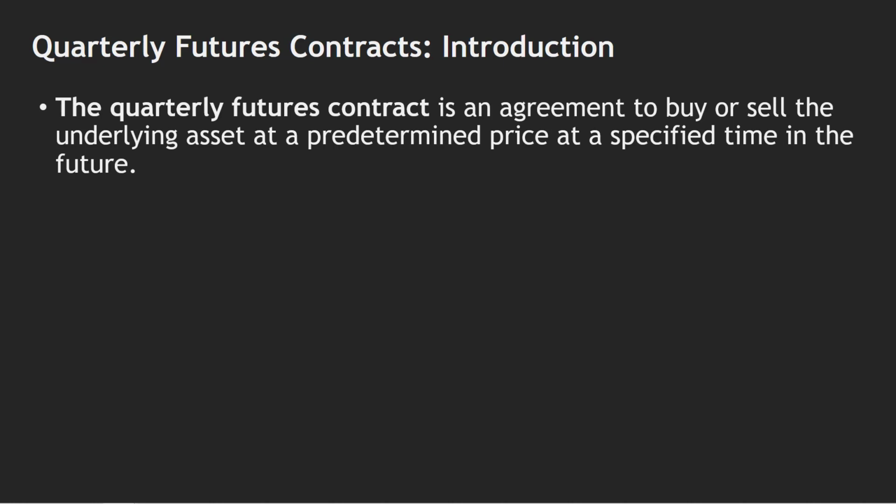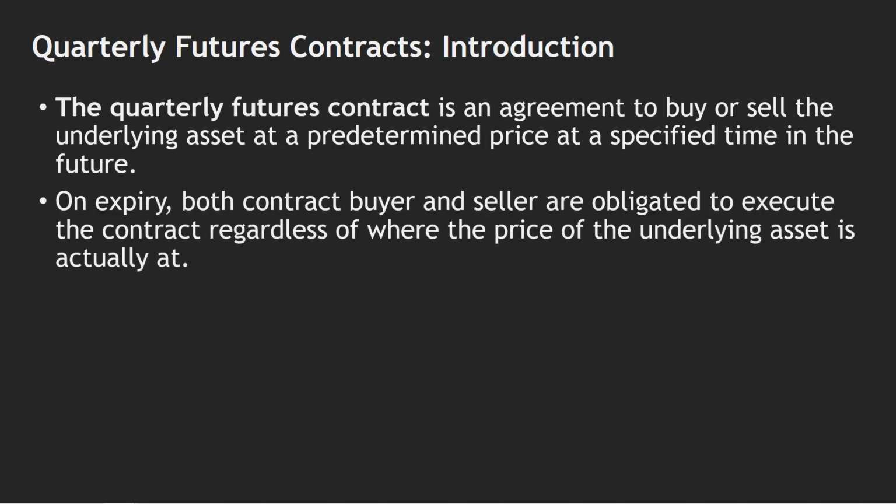A quarterly futures contract is an agreement to buy or sell the underlying asset, in this case Bitcoin, at a predetermined price at a specified time called the delivery date in the future, which in this case is 3 months away. On this date, both contract buyer and seller are obligated to execute the contract regardless of where the price of the underlying asset is actually at.